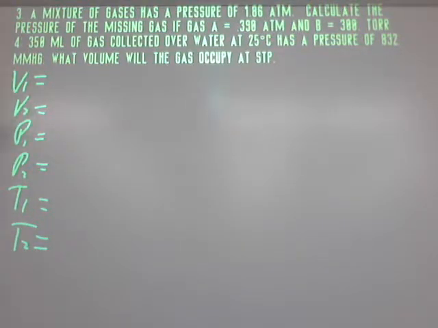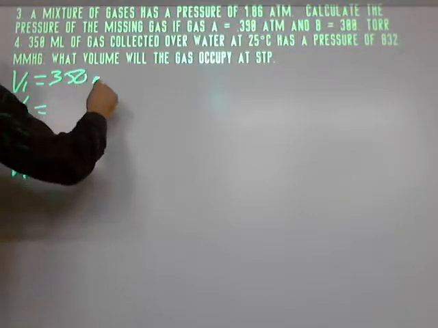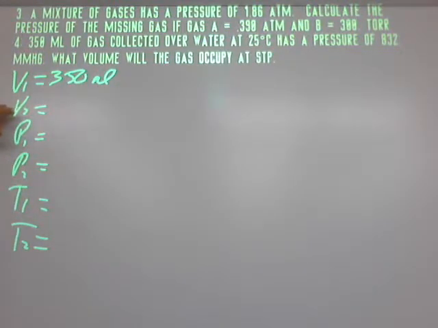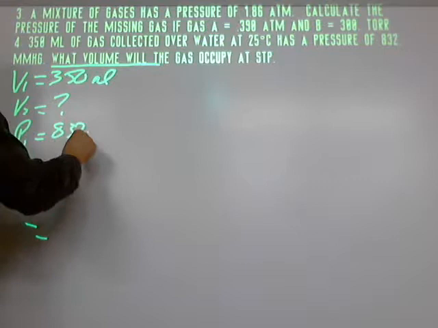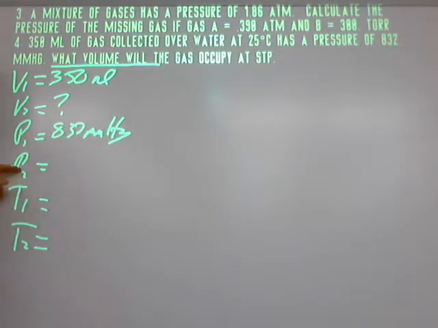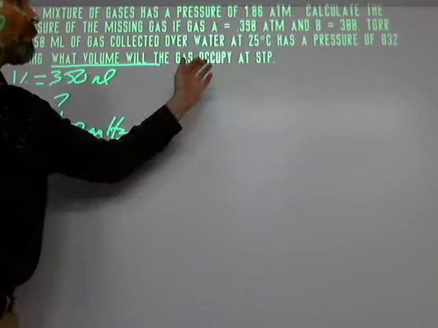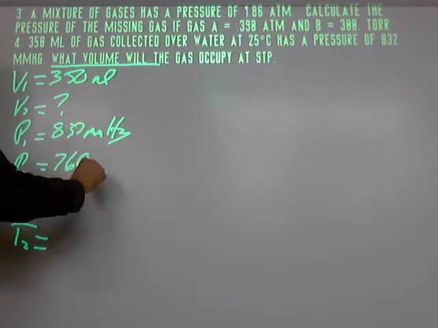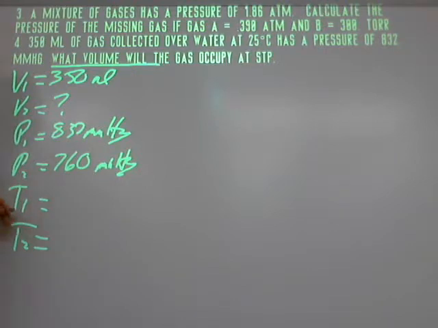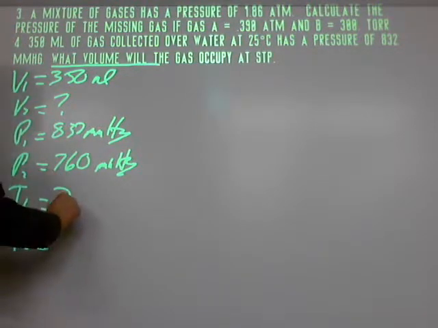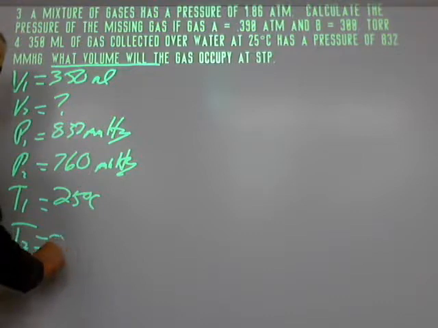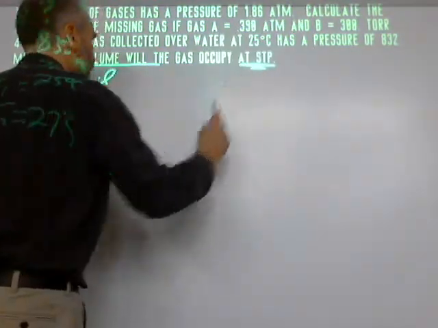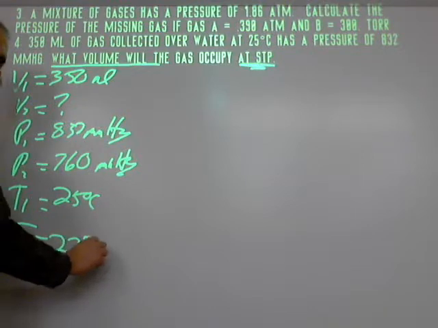My initial volume is 350 milliliters of gas, and it's collected over water. That's important. We'll get to that later. V2, it's what I'm looking for. What volume will it occupy? P1, my initial pressure, is 832 millimeters of mercury. All right. And my P2, it says, what will it be at STP? That's going to be 760 millimeters of mercury. My T1, my initial temperature, is 25, and my T2 is 273 because it says at STP. That's what it means. STP, standard pressure, standard temperature, Kelvin.